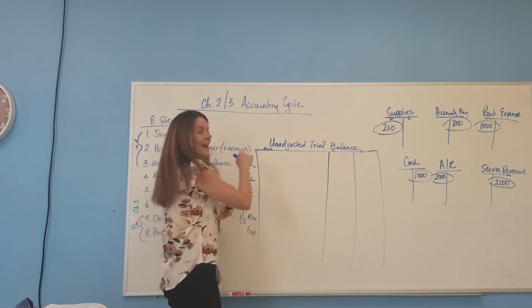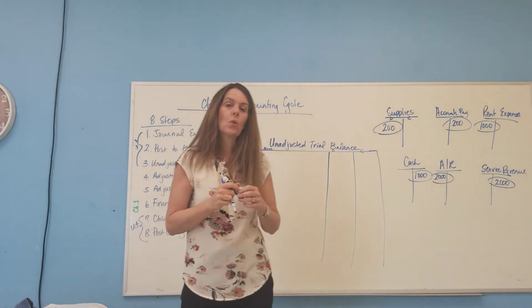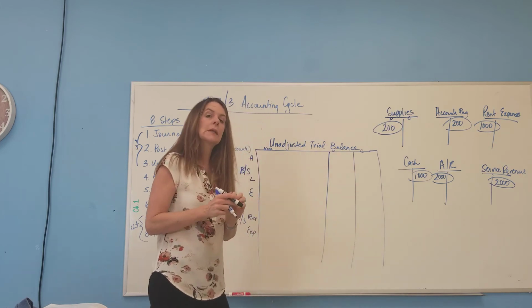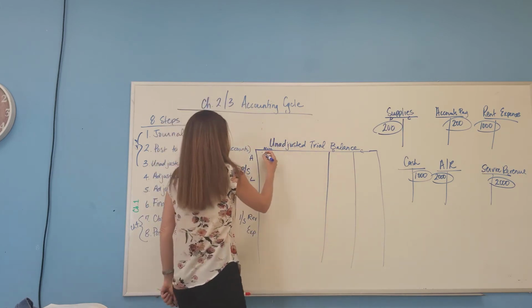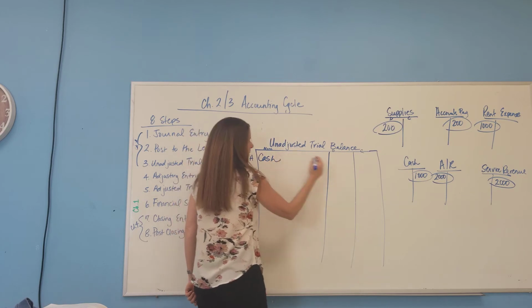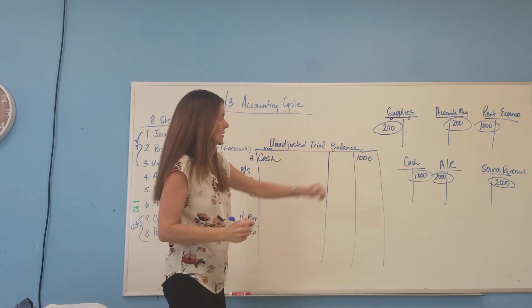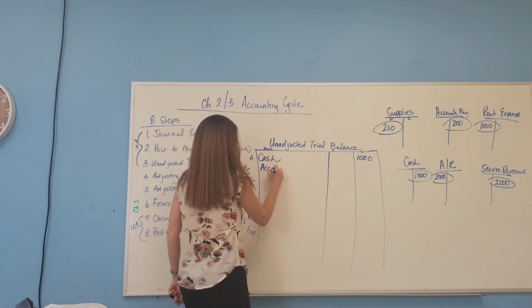So I'm going to start with my assets. Assets are always listed in order of liquidity. So I'm going to go over to my 6 accounts and I'm going to say which is my most liquid asset. That would be cash. So I'm going to write cash here. It has a credit balance of 1,000. My next liquid asset would be accounts receivable.